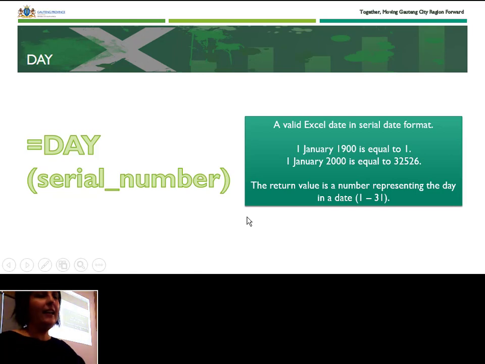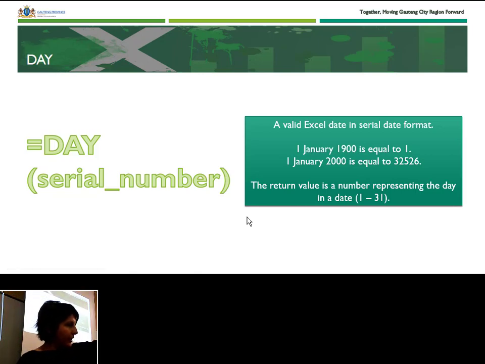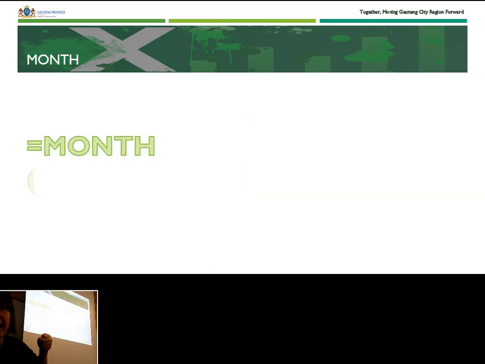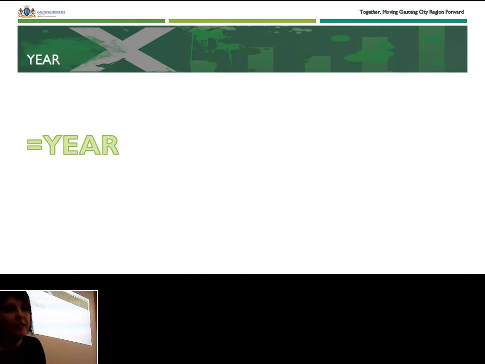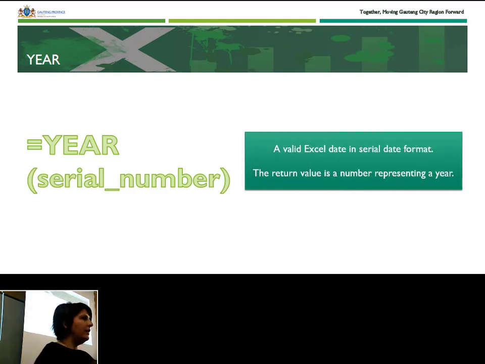Okay, so let's see day. Remember that the cell from which you extract the day must be in date format, and what comes out is an integer. The same with month. Month extracts the month as an integer, a whole number from 1 to 12. But the cell it comes from must be a date, else it gives you an error. The same with year. The year function extracts the year if it comes from a date cell, else it gives you an error.